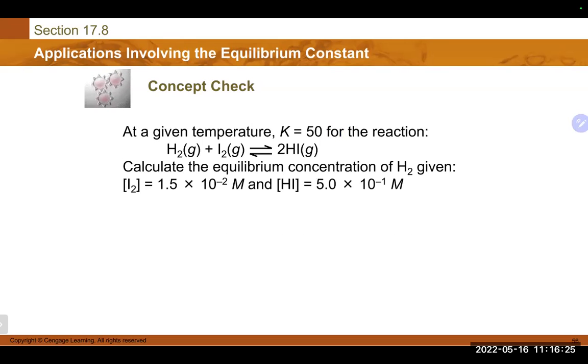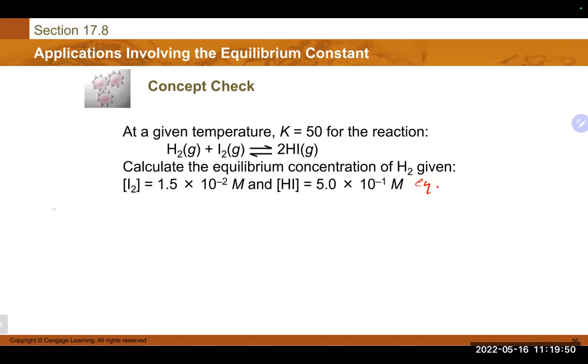All right. So why don't we try this one? At a given temperature, the equilibrium constant is 50 for this reaction. Calculate the equilibrium concentration of H2. We're going to assume the equilibrium concentrations of the other species are given. So solve for the equilibrium concentration of H2 based on the other equilibrium concentrations.